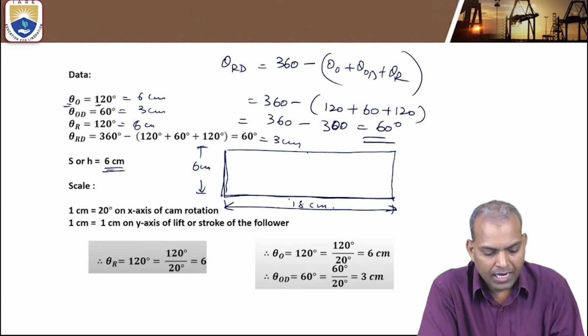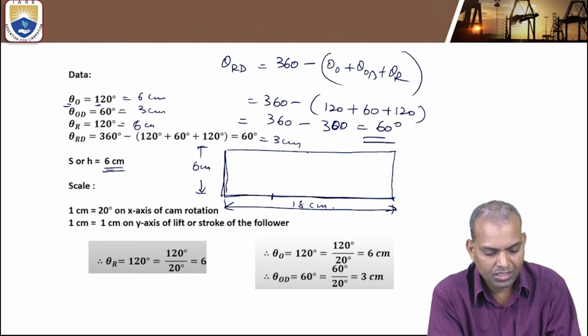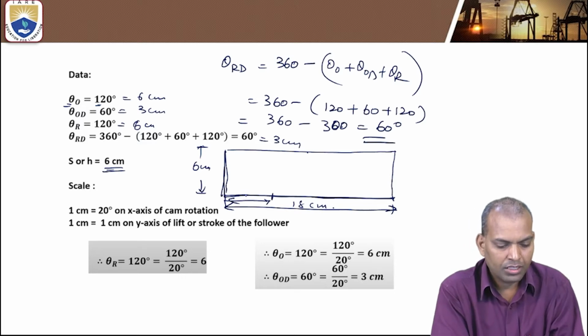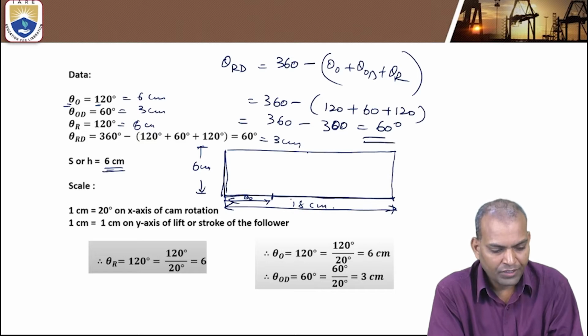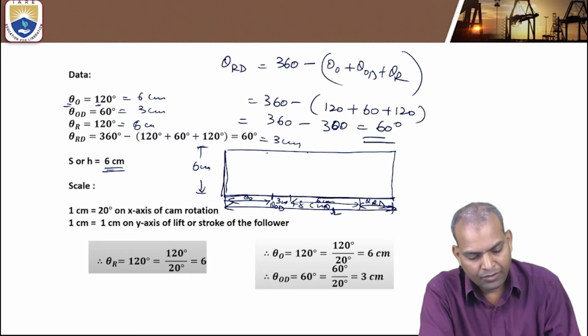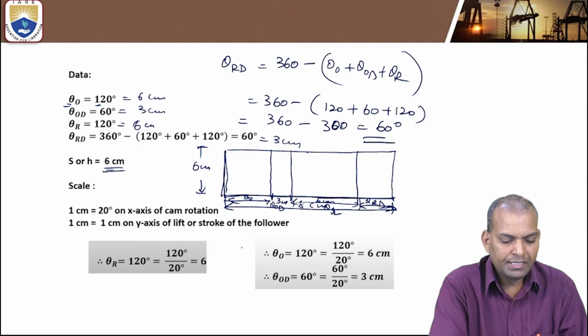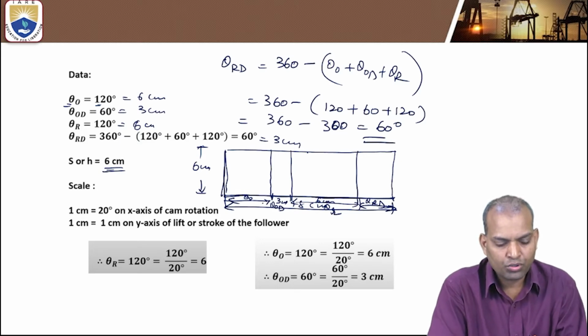In the 18 centimeters, we have to partition. The 6 centimeters is theta O, and after theta O, 3 centimeters is theta OD dwell. Again one more 6 centimeters is theta return, and the remaining is theta return dwell. Then we have to draw and divide this theta O outward stroke into 6 parts.